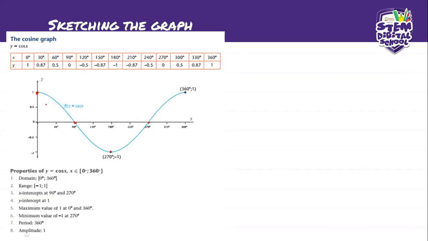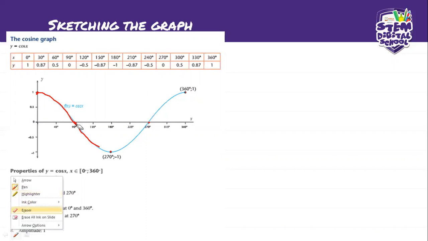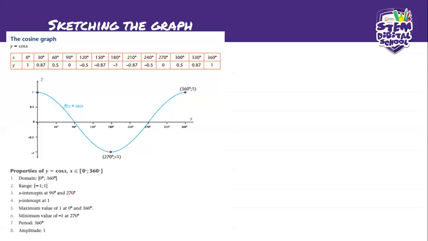After you have done plotting the points, you just join all those points, and you will have this nice curve. Then it will give you the cosine graph. So it's very simple to plot the graph of cosine. Now, let me take you to the properties of this graph of cosine.